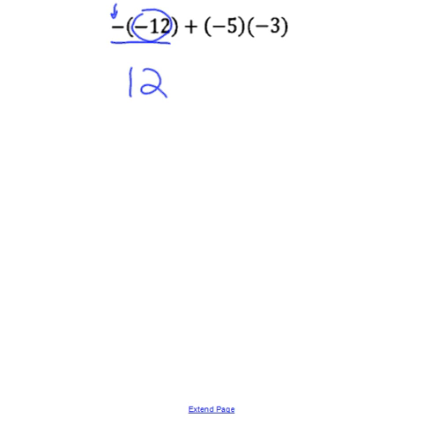Okay, so then we have a multiplication, so I'm going to put my addition sign down, and then the multiplication is negative 5 times negative 3, so that's 15. So now 12 plus 15 is 27.